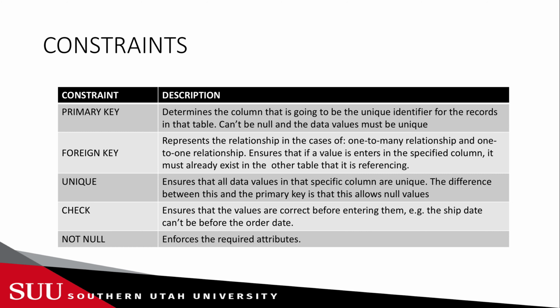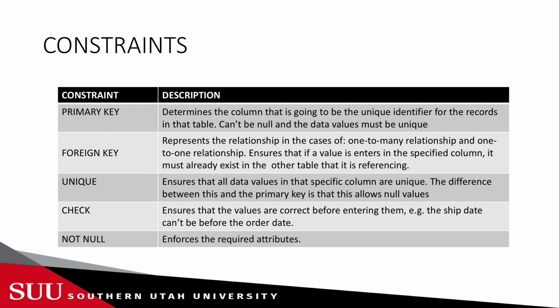The constraints that we will cover are the primary key constraint, which determines that the column is going to be unique. This is a unique identifier for every row. It cannot be null. By default, it's going to be unique and it's going to be required. Now the foreign key constraint is what represents the relationship between two entities. Some of the cases are one-to-many or one-to-one relationships.